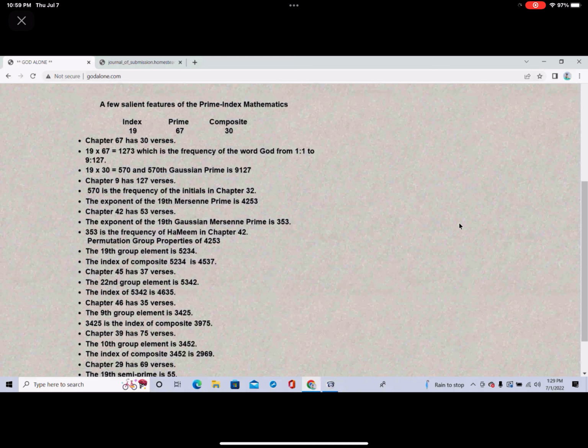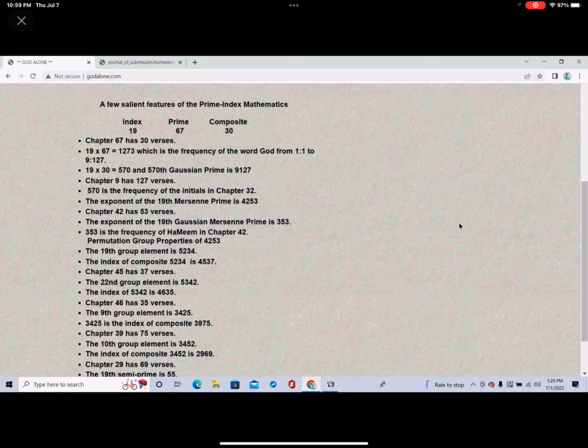And then I said the exponent of the 19th Mersenne prime is 4253. And immediately chapter 42 has 53 verses. The mere fact that chapter 42 has 53 verses is forced by the mathematical, eternal fact that the 19th Mersenne prime has an exponent of 4253.